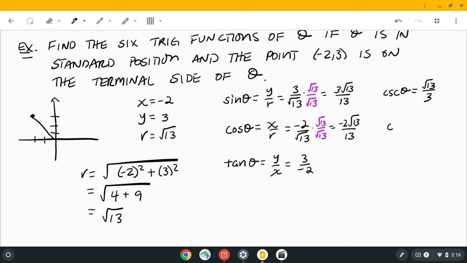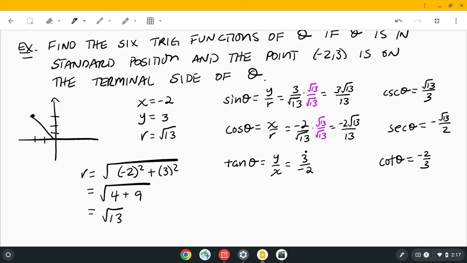Cosecant is that one, and then secant theta is the reciprocal of cosine, so negative square root 3 over 2. Square root 13, sorry. And then cotangent is x over y, so negative 2 over 3. Okay, so all I did was take the reciprocal of all 3 of these answers.